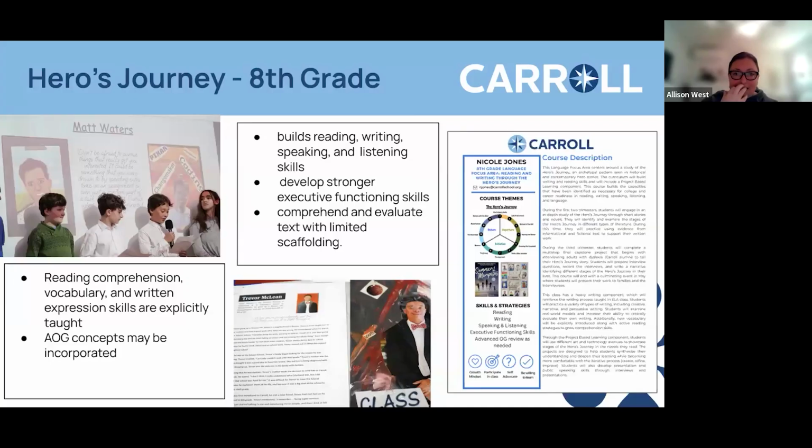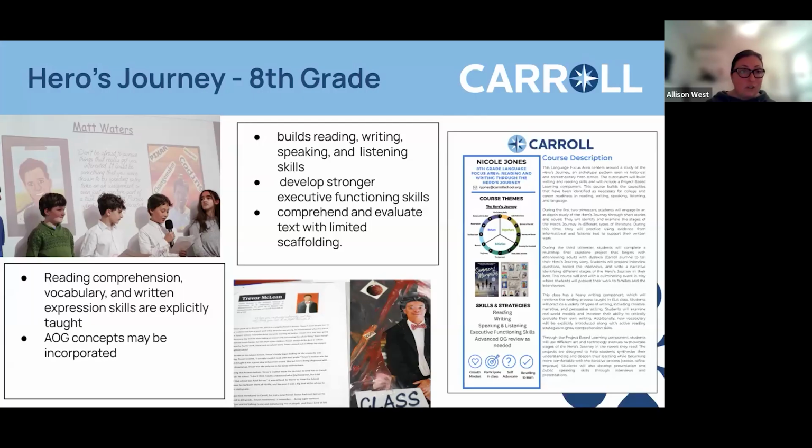And lastly here, this is an example of an 8th grade focus area called the Hero's Journey. The Hero's Journey is a focus area for students who have shown mastery of OG. They're decoding, they've closed the gap with decoding. Their oral reading fluency is average, at least within the average range. And they're really ready to integrate and apply their skills.